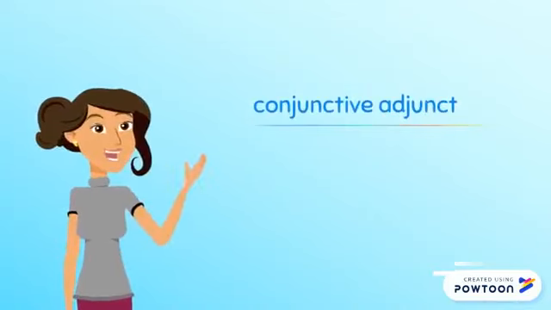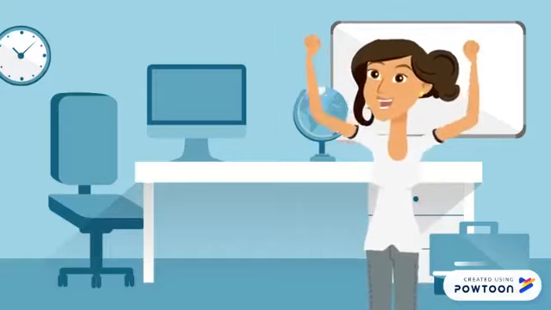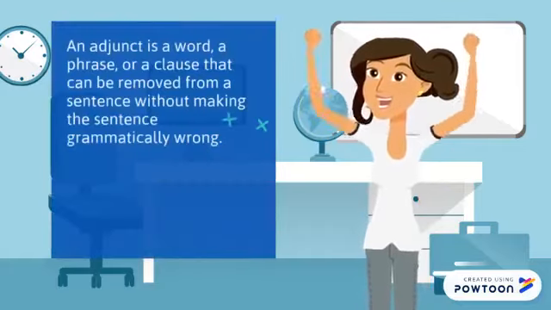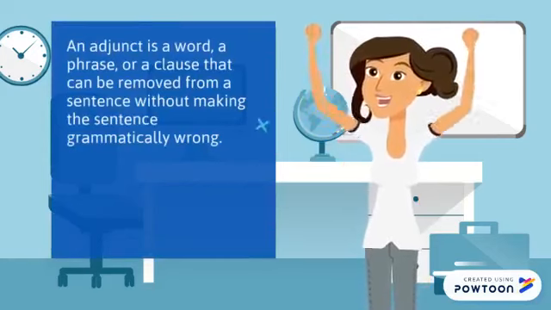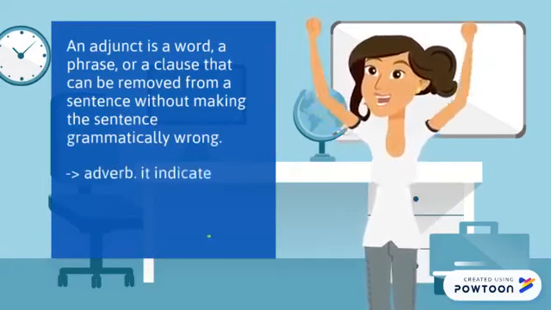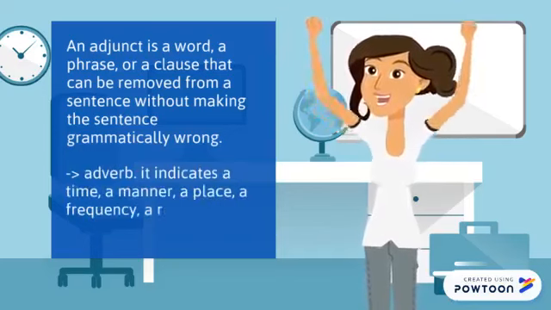That's why now we're going to talk about conjunctive adjunct used in the recount text, because it has an important role as it functions to show logical relationship between particular clauses in the text. So before we get into the conjunctive adjunct, what is adjunct? It is a word, phrase, or clause that can be removed from a sentence without making the sentence grammatically wrong. So it's usually an adverb indicating a time, a manner, a place, a frequency, a reason, or a degree.